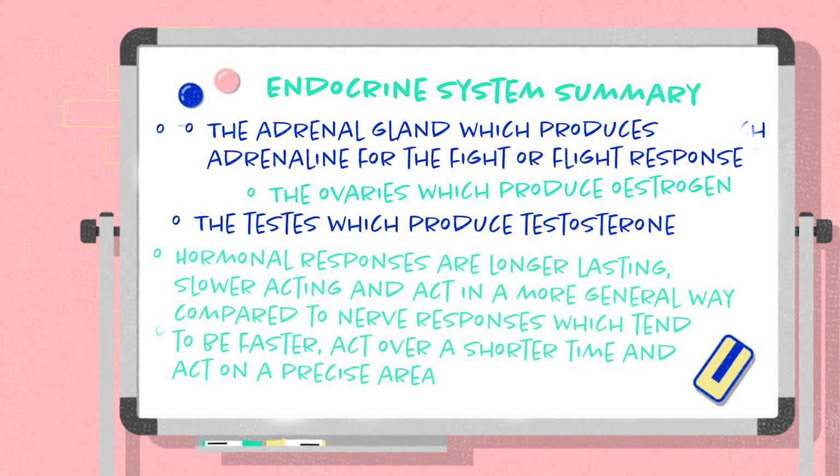Hormonal responses are longer lasting, slower acting, and act in a more general way compared to nerve responses, which tend to be faster, act over a shorter time, and act on a precise area.